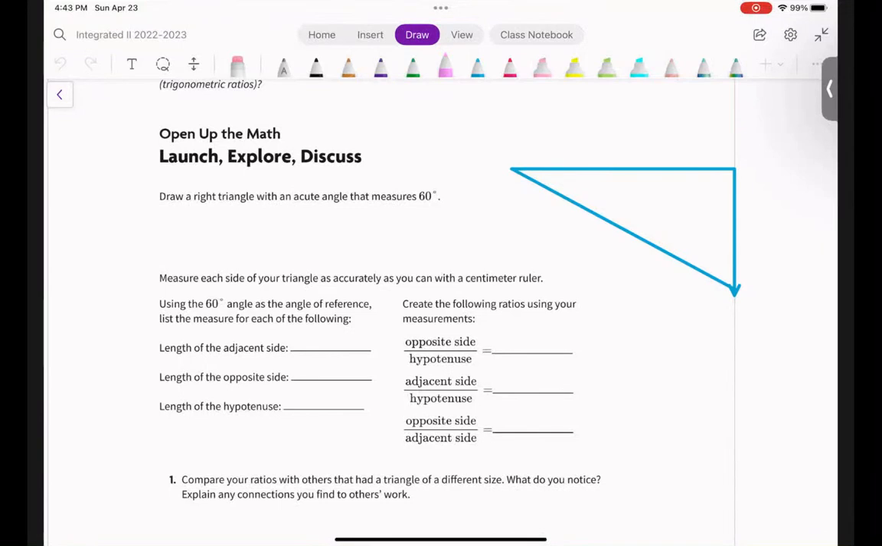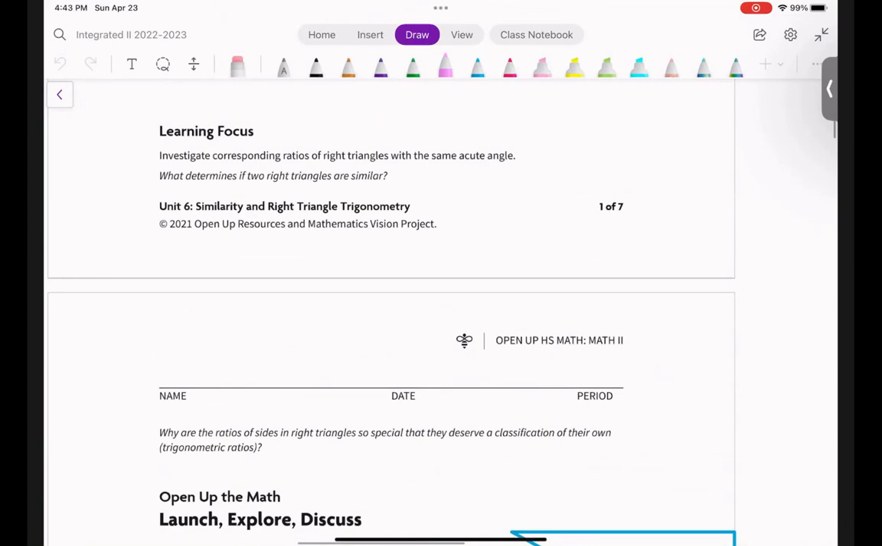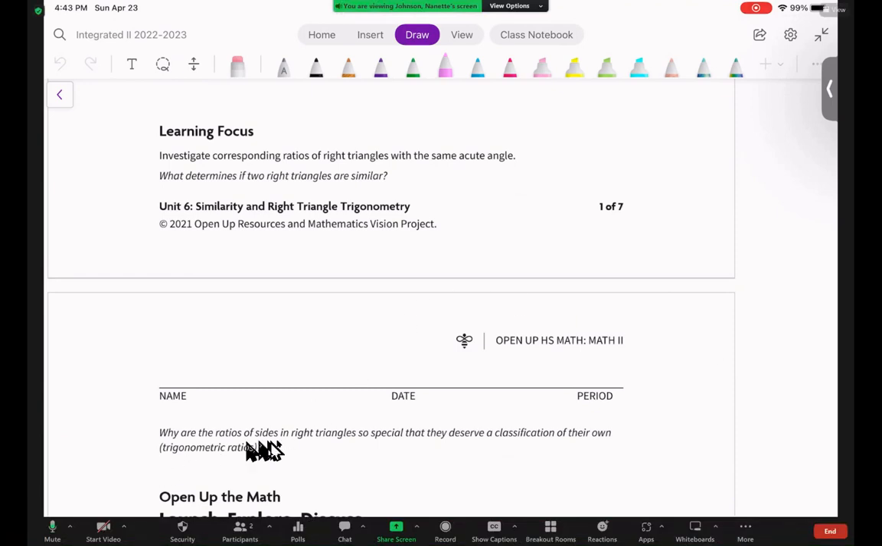Okay, so today we're going to go over 6.7, and we're going to investigate corresponding ratios of right triangles with the same acute angles and what determines if two right triangles are similar. And last but not least, why are the ratios of sides in right triangles so special that they deserve classification of their own, which is called trig ratio.